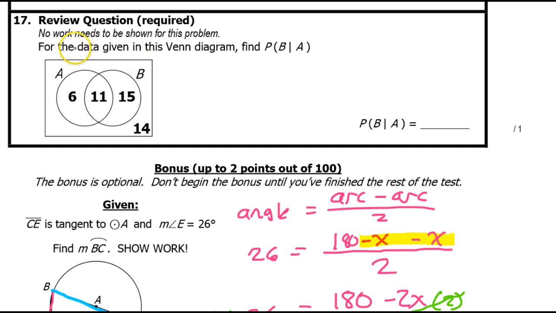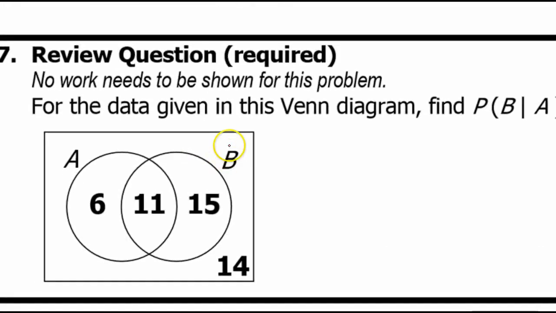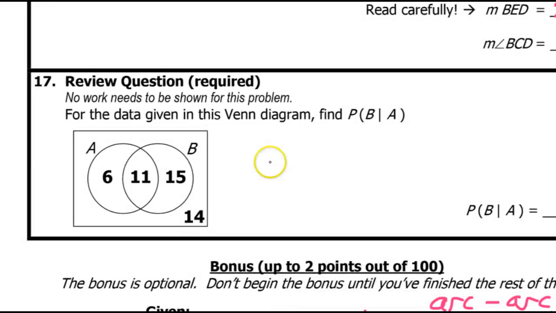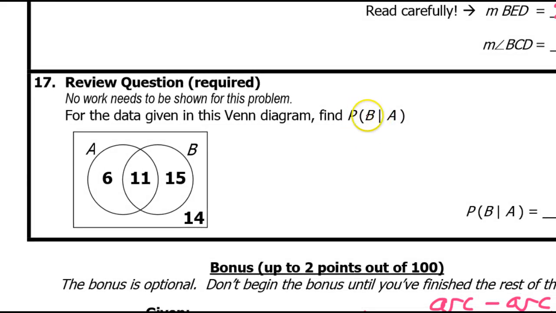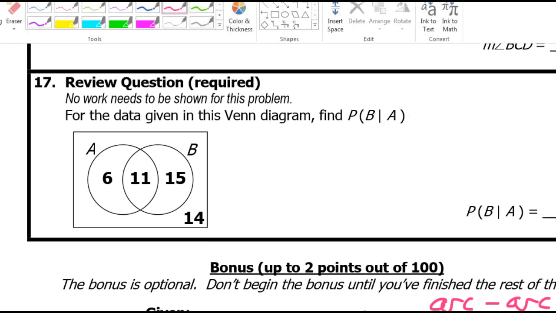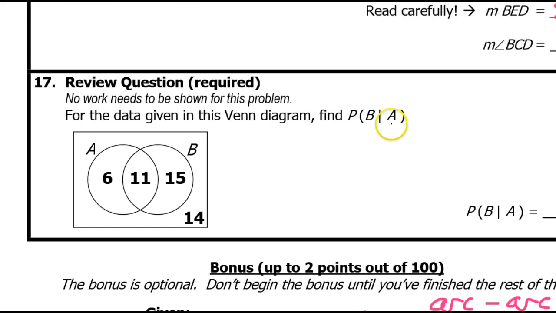So anyway, the review question. I love the ones that are given. In fact, let me zoom in on this mess. Alright, this vertical line means the probability of B given A. I always love these problems because probability is target over total. At its heart, that's what probability means.